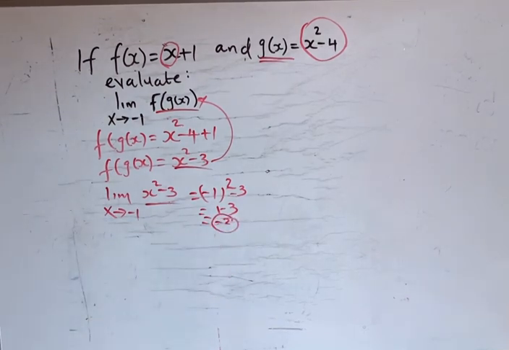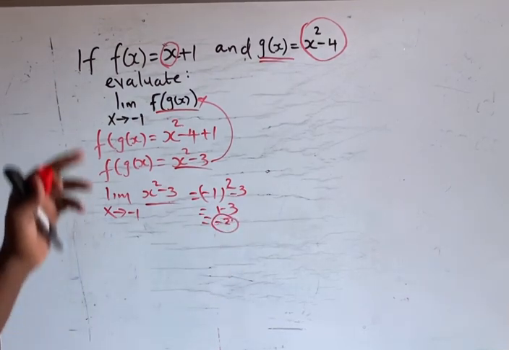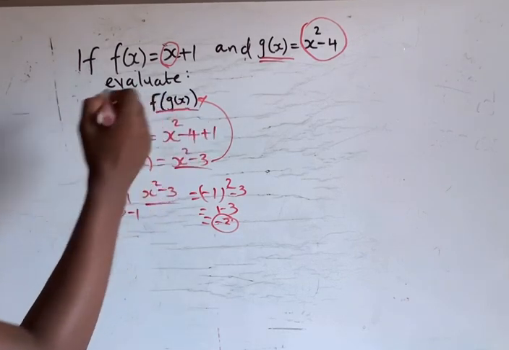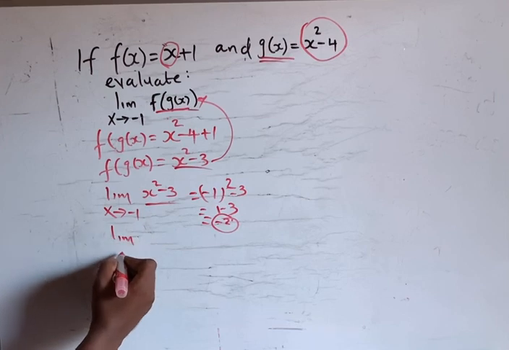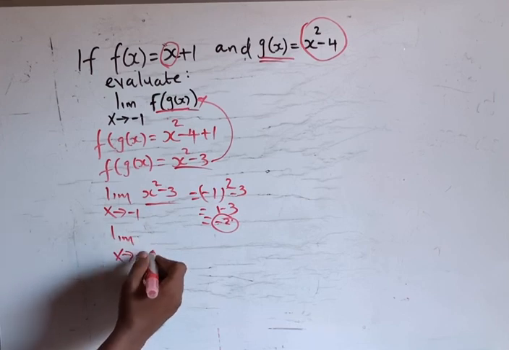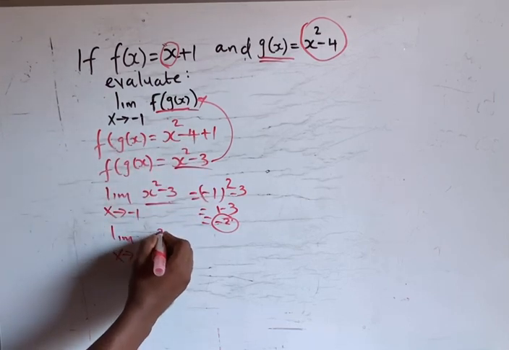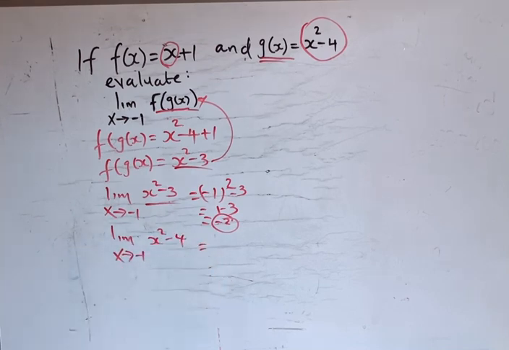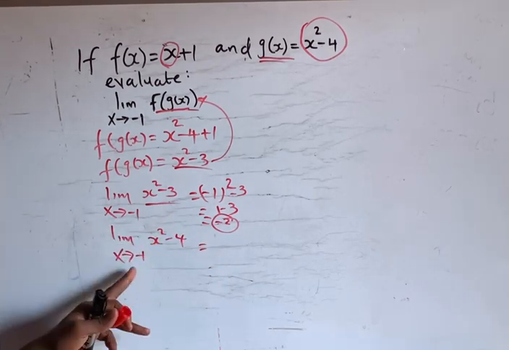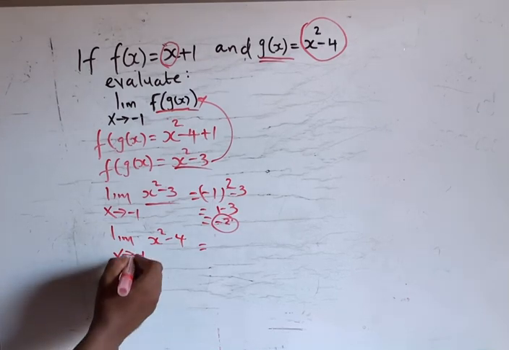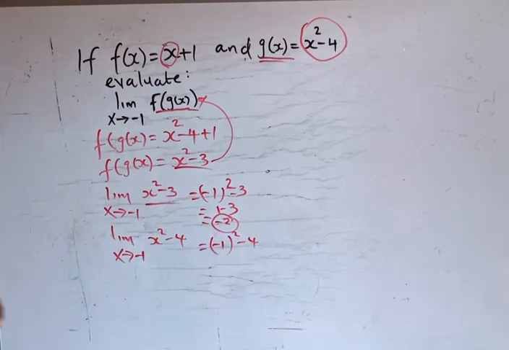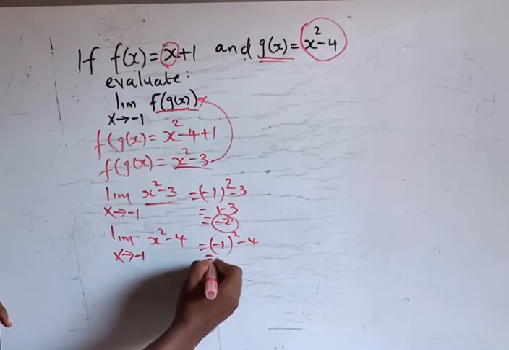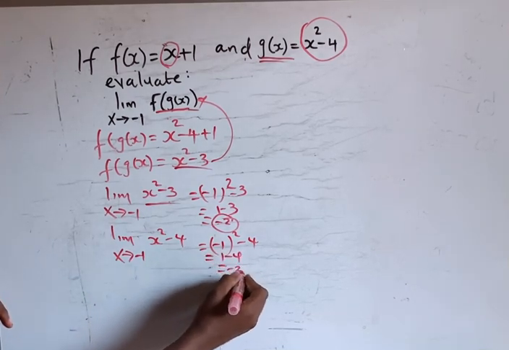The second method to go about this is we could find, first of all, the limit of g of x. The limit as x approaches -1, g of x, which is x squared minus 4, is the same as, we just plug in -1 here. This gives us -1 squared minus 4, and that will be the same as 1 minus 4, which is -3.